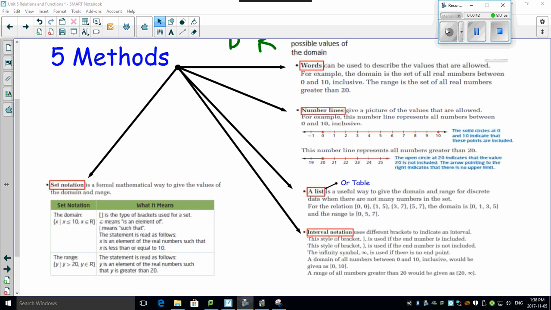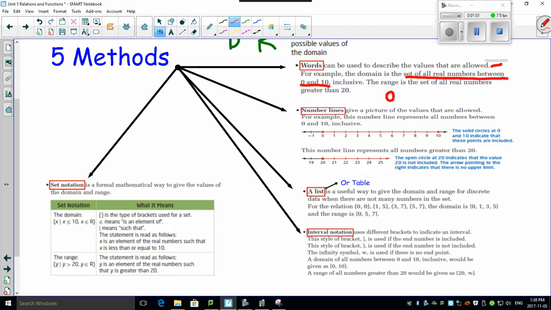Look at the first. The first one is words. Words are words. You're just going to describe what's going on. For example, words can be used to describe the values that are allowed. For example, the domain is the set of all real numbers between 0 and 10. So think about it. All the real numbers between 0 and 10. That means anything from 0 all the way up to 10 inclusive. That means including 0, including 10. That's how words work, okay? Very simple. A sentence of words is going to be given to you. You'll have to interpret all the rest of these as we go.